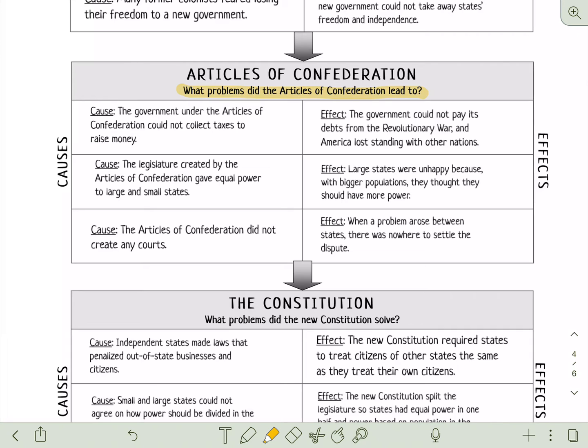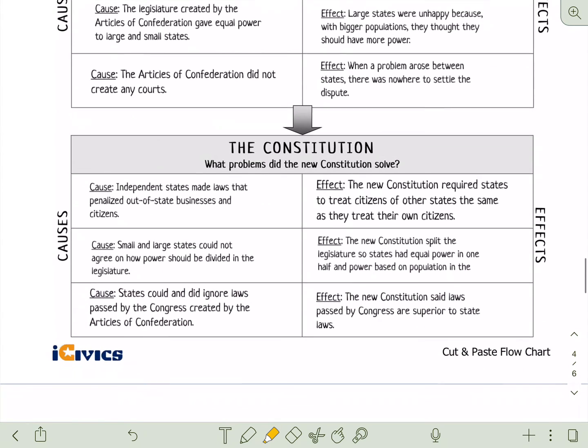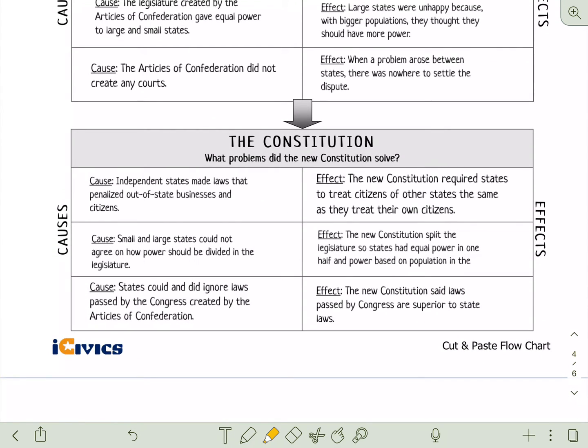The last section then is the Constitution. And the question that we focus on with this one is, what problems did the new Constitution solve? So in this case, we're looking for issues and how the Constitution tried to solve them.